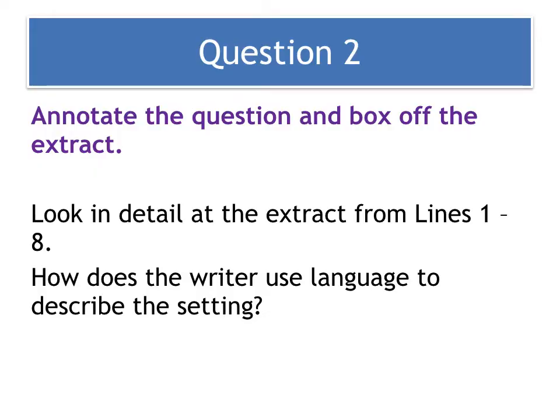So for question 2, I'd like you to annotate the question and box off the extract. So if you can write the question now in your exercise book, how does the writer use language to describe the setting? And you are looking in detail from lines 1 to 8 only. So lines 1 to 8, so box off the section that you're looking at, please, now.